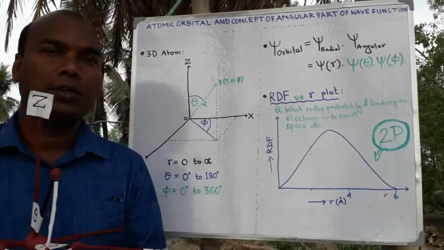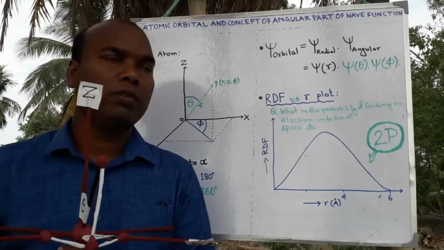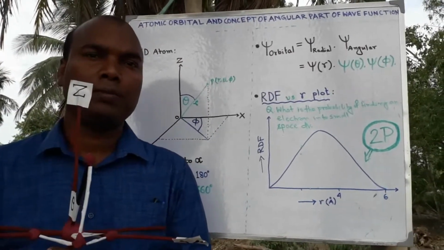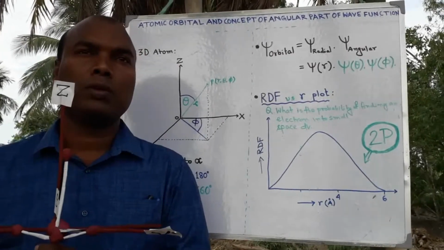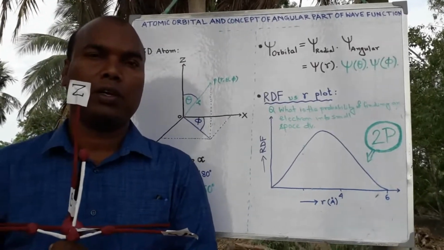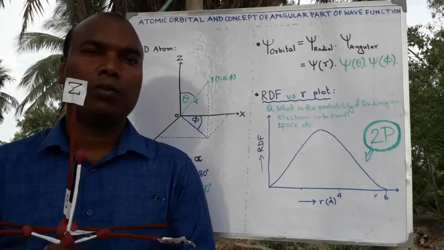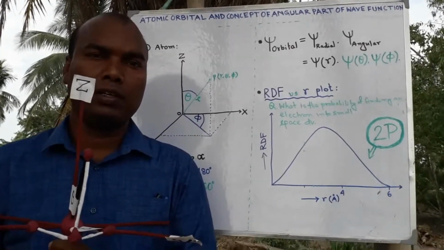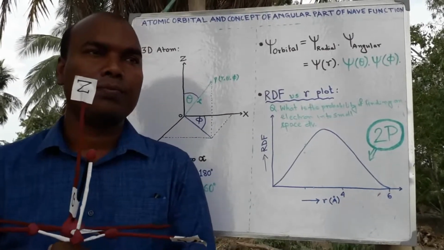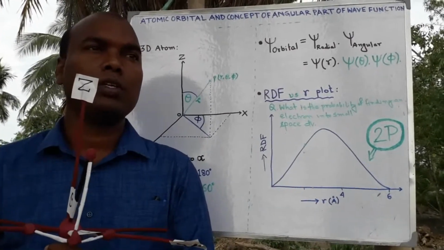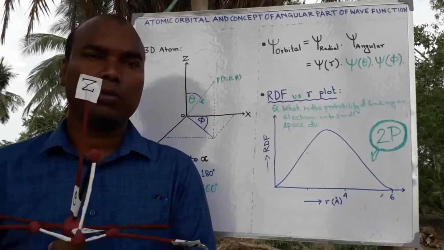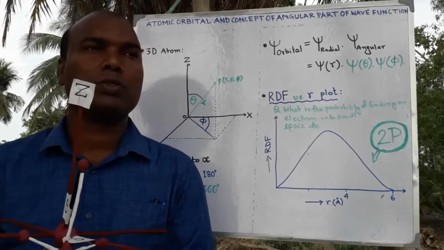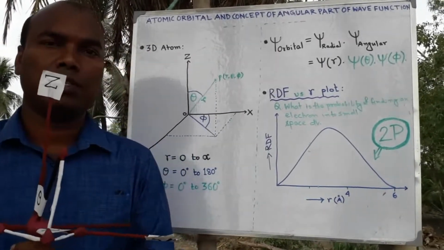This is the third lecture on atomic orbital. You know, the first lecture was on Schrodinger wave equation and the second lecture was on radial part of wave function, and this lecture will be on angular part of wave function. So if you want to go deep inside this lecture, my suggestion is first you listen to the first two lectures, then come to this lecture. The links of the first two lectures are written in the description section.